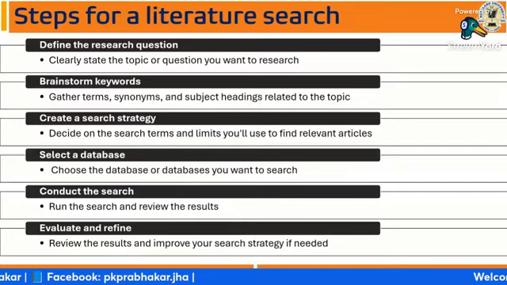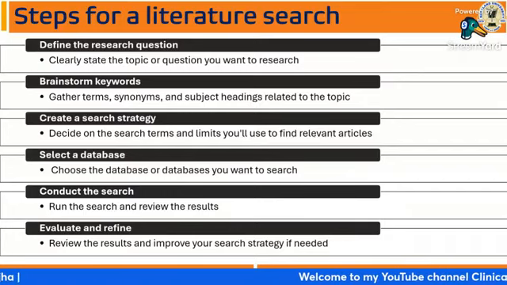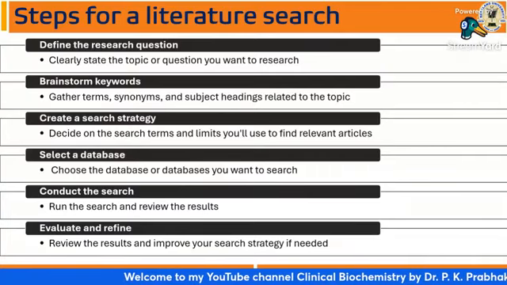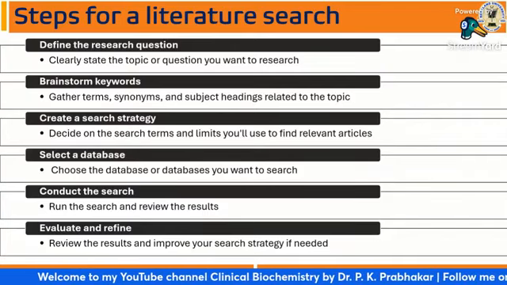Then the fourth one will be select a database. There are different types of databases for different kinds of literature searches. So choose an appropriate academic database based on your research domain to ensure comprehensive coverage of relevant literature.